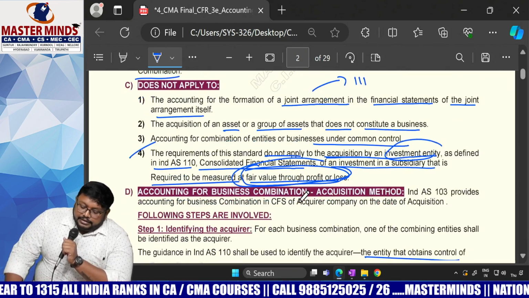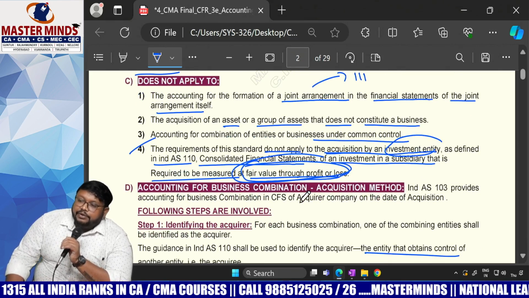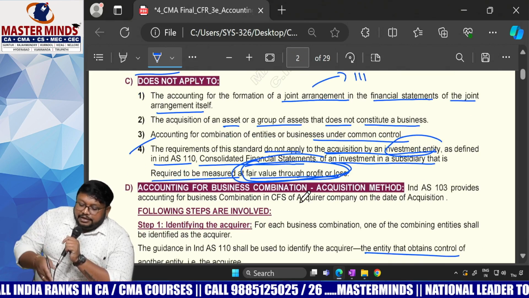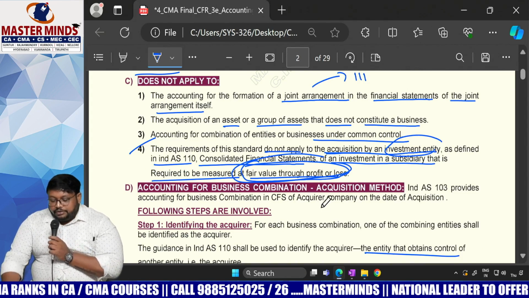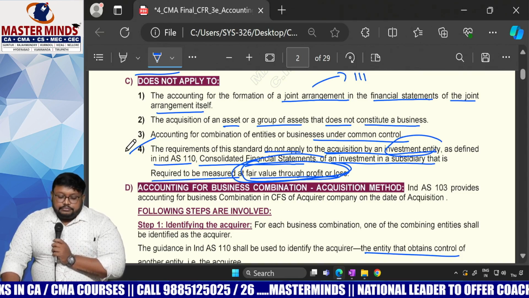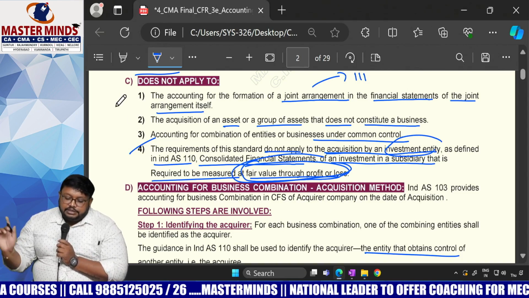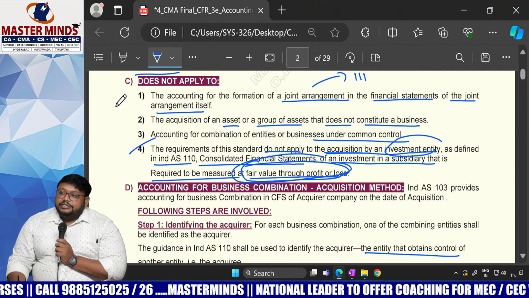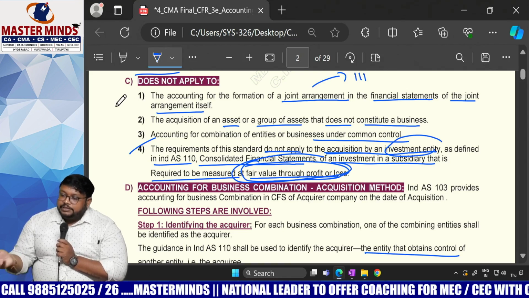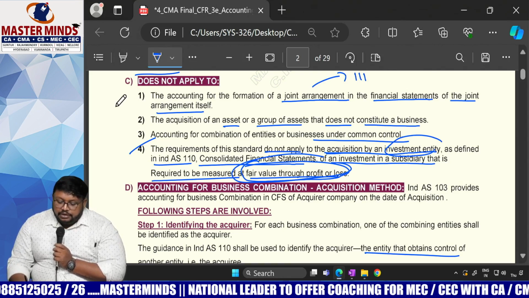Here it is not required. Again, when we are discussing 109, we will come back and see this point. That much depth is not required now. Generally, it is not applied for joint arrangements. It does not apply to arrangements which do not constitute any business. If any business is not there, business combination will not apply.